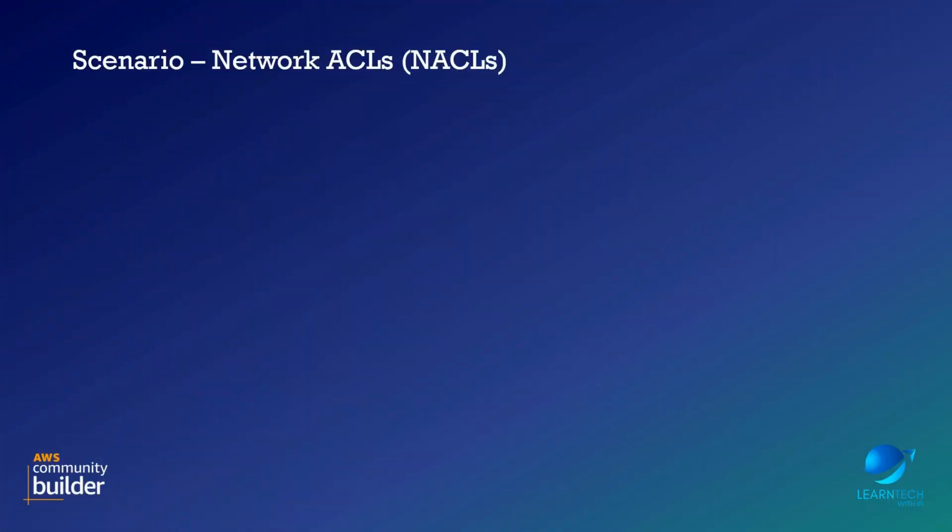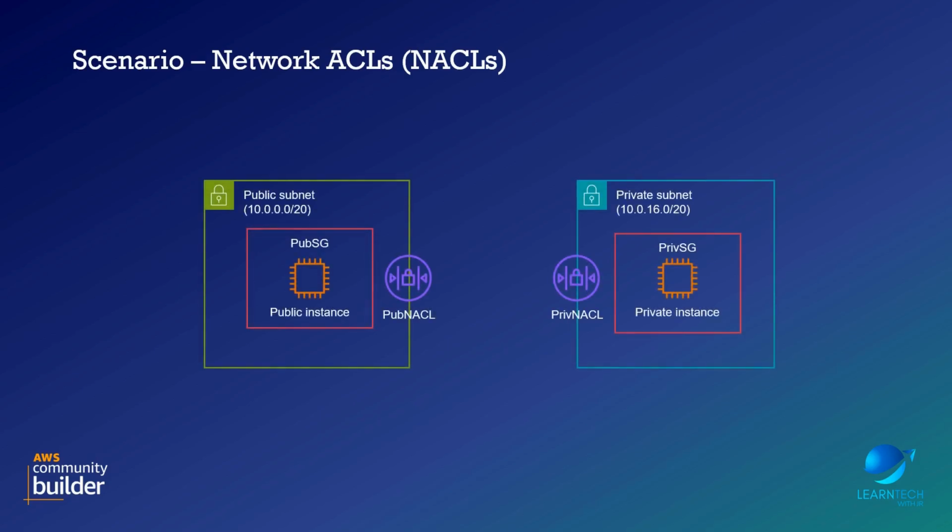Okay, so welcome back. In this demo, we'll demonstrate how to implement a stateless firewall. In AWS, network ACLs, or NACLs, are a stateless firewall. Continuing from our initial setup, we're just going to add a network ACL for each subnet. Our goal here is to make a ping request from the public instance to the private instance. Now, we're going to block that traffic because we don't want our private instance reachable by the public instance, right?